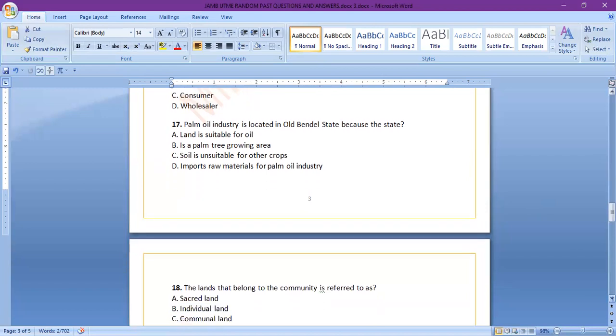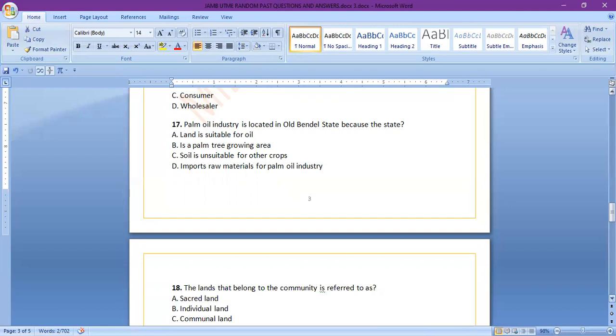Number 17, palm oil industry is located in Old Bendel State because the state's A, land is suitable for oil, B, is a palm tree growing area, C, soil is unsuitable for other crops, D, imports raw material for the palm oil industry. Old Bendel State, I think, is the current Edo State and Delta State. So they are well known for the palm oil industry.